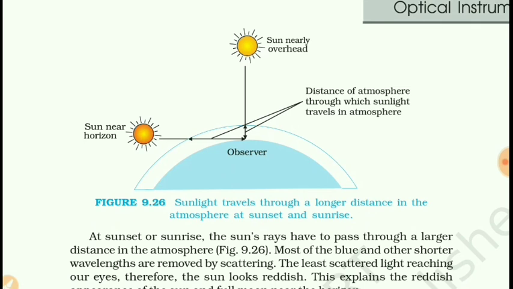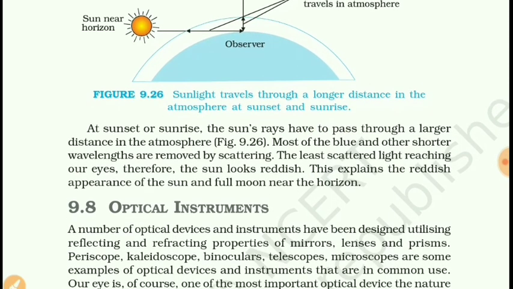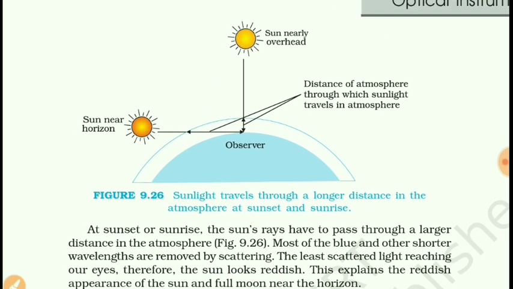Here you can see in this figure that the sunlight travels through a longer distance in the atmosphere at sunset and at sunrise. And so an orange or reddish color is observed in the sky. Here it is written that the sky looks reddish. So that phenomenon is shown here.